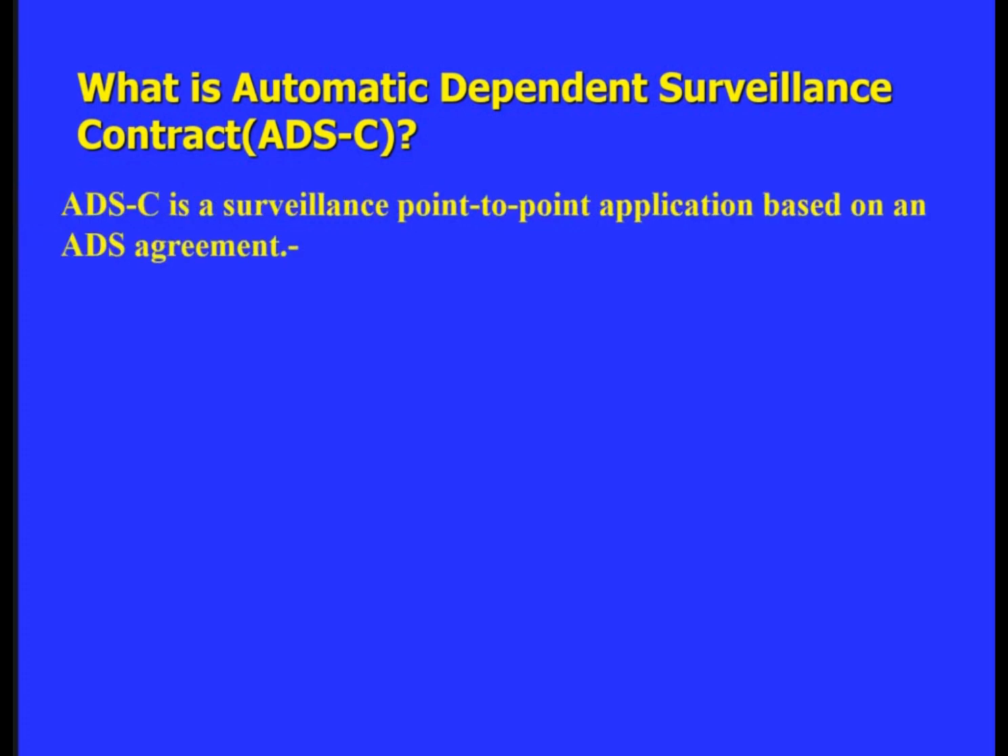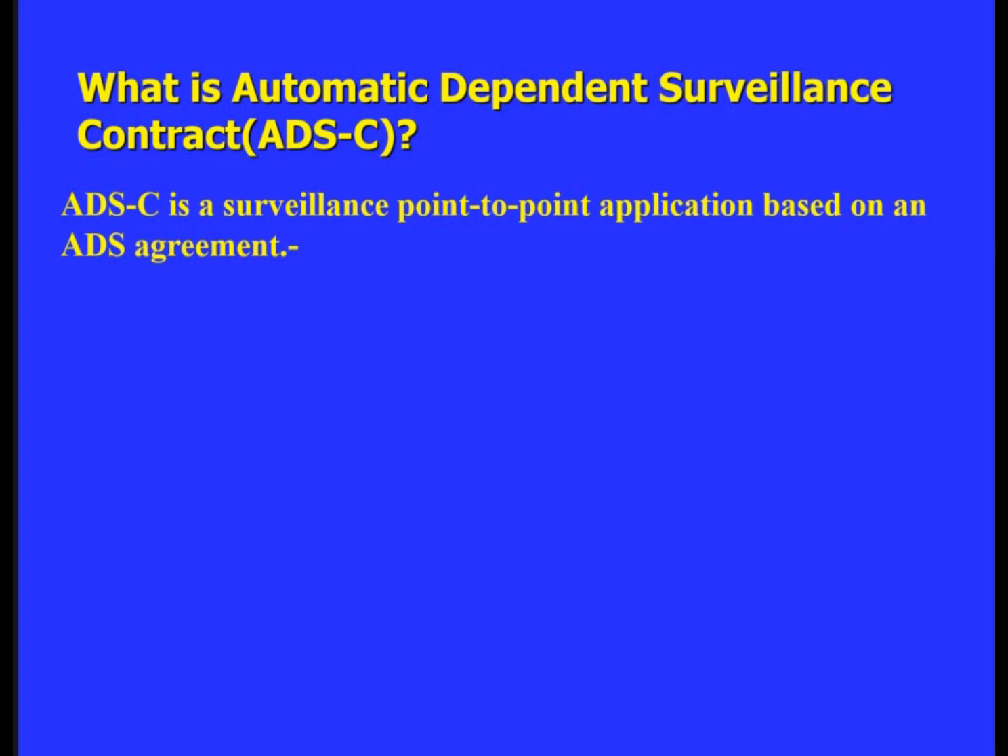Now, let us discuss automatic dependent surveillance contract. So what is automatic dependent surveillance contract, also known as ADS-C? ADS-C is a surveillance point-to-point application which is based on an ADS agreement.